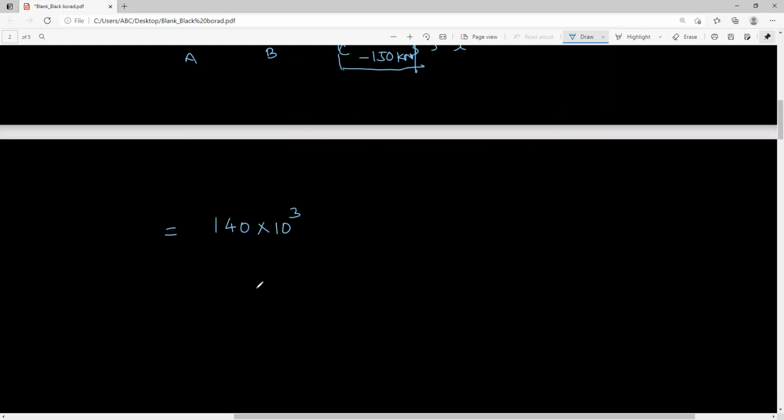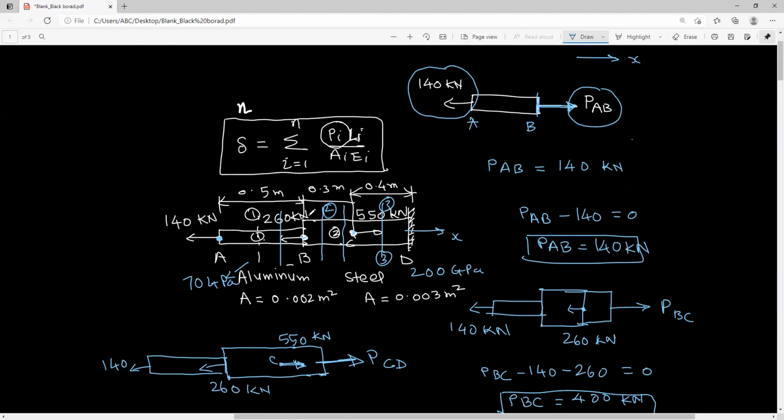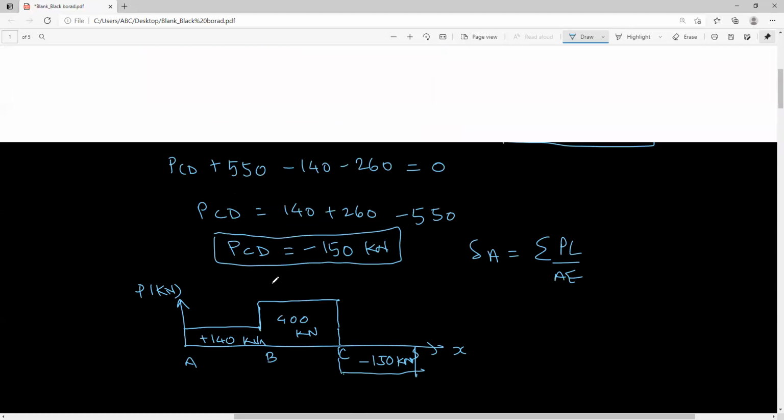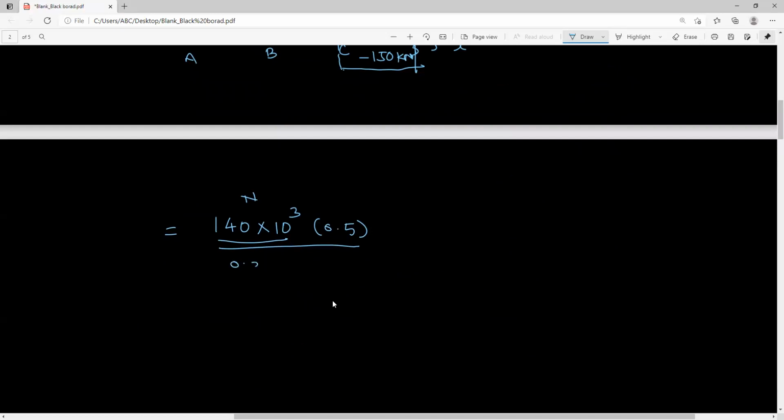So we will write PL over AE: 140 into 10 to the power 3. This is converted into Newton. Then 0.5 is the length, 0.5 meter. You can see here 0.5 meter. And divide by AE. So what is the area? Area is given 0.002 meter square. So this will be 0.002 meter square, times 70 into, this is gigapascal, so we have to convert it into pascal, that is Newton per meter square. So this is delta 1 from part 1.